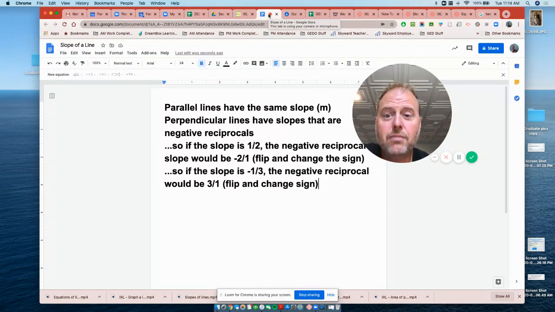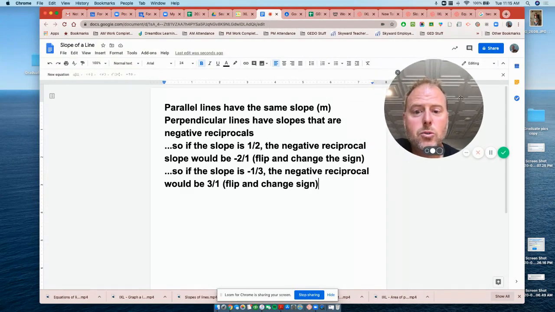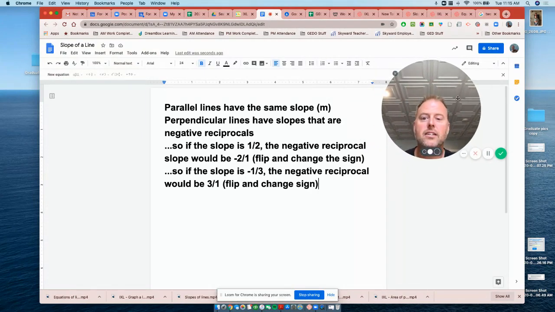Those would be parallel lines because they have the same m, the same slope. Perpendicular lines are different. They have slopes that are what are called negative reciprocals. So if the slope is 1/2, the negative reciprocal slope would be negative 2 over 1. We flip it and change the sign. If the slope is negative 1/3, the negative reciprocal slope would be 3 over 1. Again, we flip it and we change the sign.